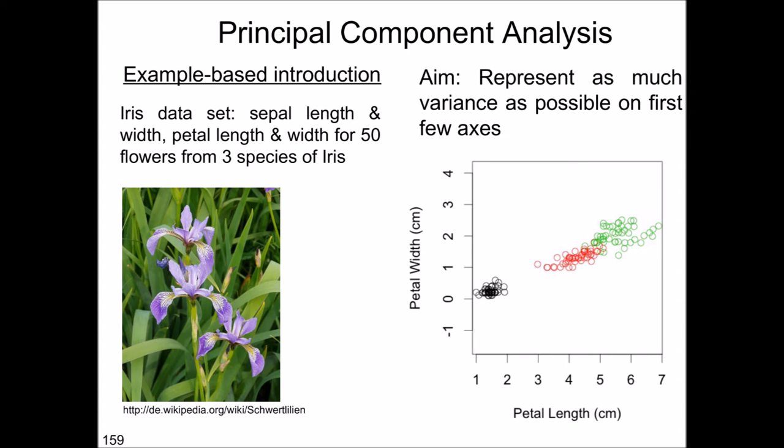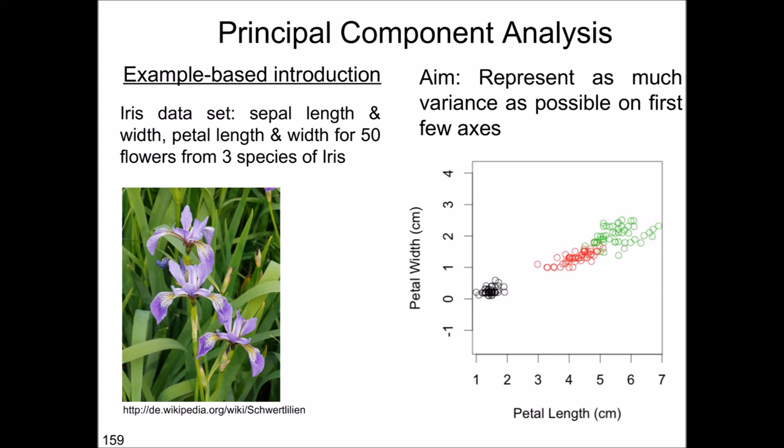So we turn to PCA now. PCA is principal component analysis, and we do this with an example. The data for this example is the famous iris data set. So these flowers, you see a picture of these flowers, and four variables of these have been measured.